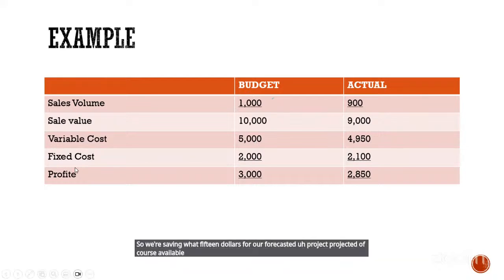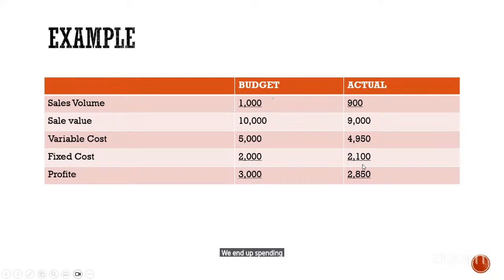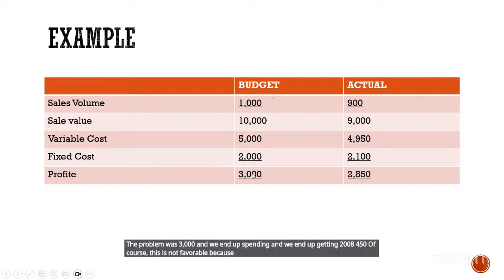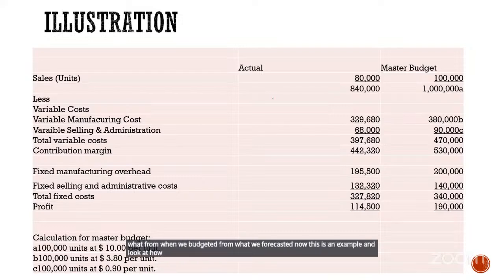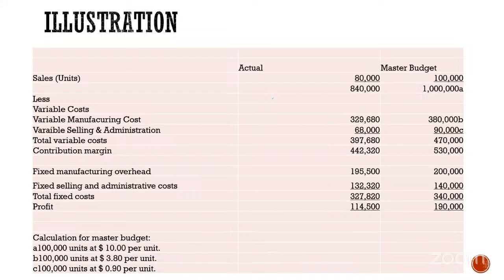Now the fixed cost, we said fixed cost will be 2,000 naira. We ended up spending 2,100 naira. This is not favorable because we spent above our budget. Then the profit, we said at the end of the day, don't mind the spelling, it's supposed to be profit, no E. The profit is supposed to be 3,000, and we ended up getting 2,850. Of course, this is not favorable because there's a shortfall in our profit from what we budgeted. Now, this is an example, and look at how we can work it out.